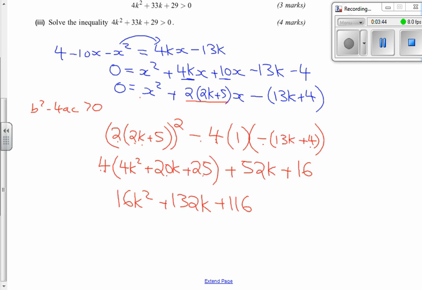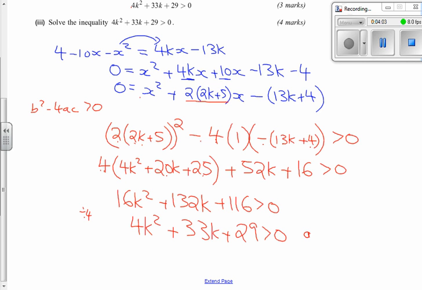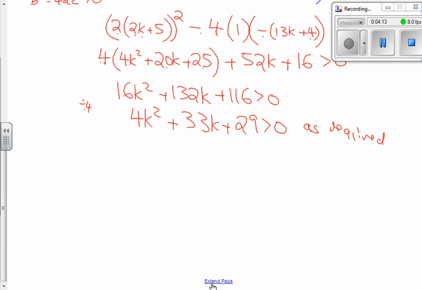And we've been saying all along we want this to be bigger than 0. It's not quite what they gave us there, because theirs is 4 times smaller. So if we divide everything by 4, 4k squareds plus 33k's plus 29 is bigger than 0 as required. So the last thing on the exam is to solve this inequality, to actually solve what that gets.